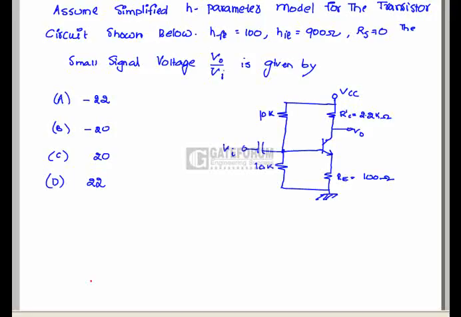Assume the simplified h-parameter model for the transistor circuit shown below. HFE equals 100, HIE equals 900 ohms, RS equals 0. The small signal voltage gain is given by?